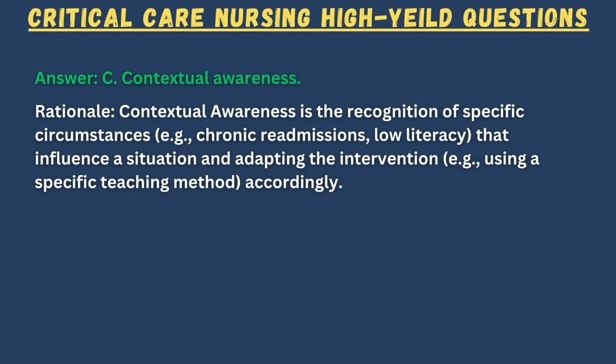Answer. C. Contextual awareness. Rationale. Contextual awareness is the recognition of specific circumstances, e.g., chronic readmissions, low literacy, that influence a situation and adapting the intervention, e.g., using a specific teaching method accordingly.